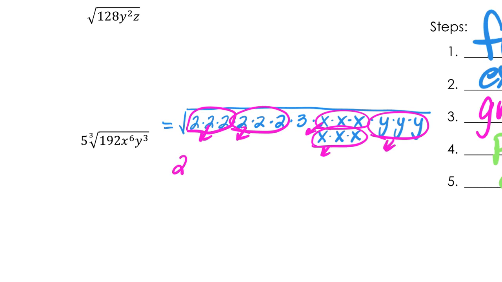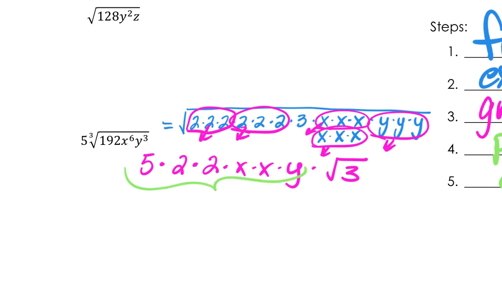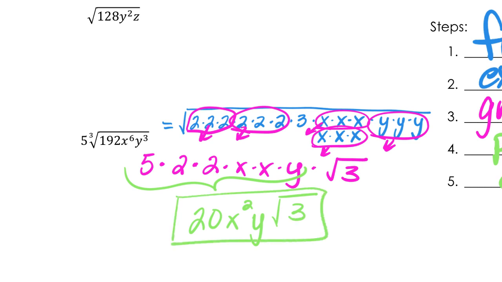So I have 2. Oh, I forgot the 5 hanging out front. So I have 2 times x times y. I do have leftovers, so that leftover 3 will stay under the radical. Now, as I clean all of this up, 2 times 5 is 10, times 2 is 20. Then I have x squared, y, and then the cube root of 3.